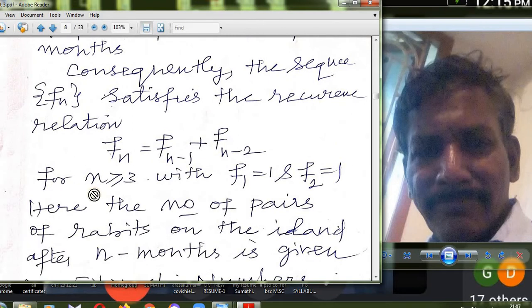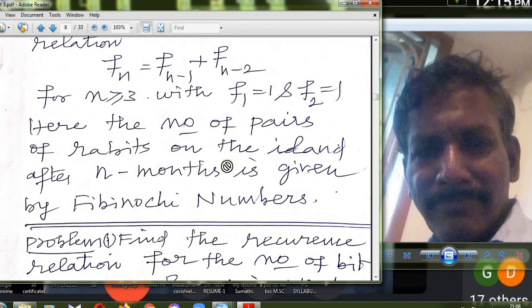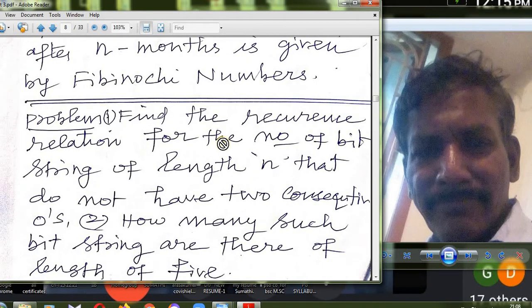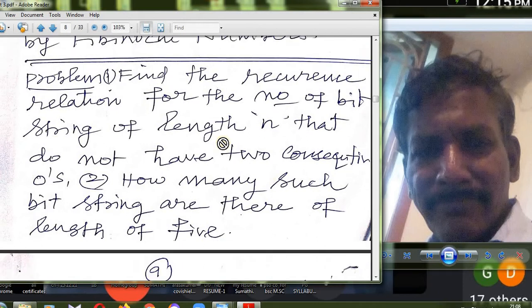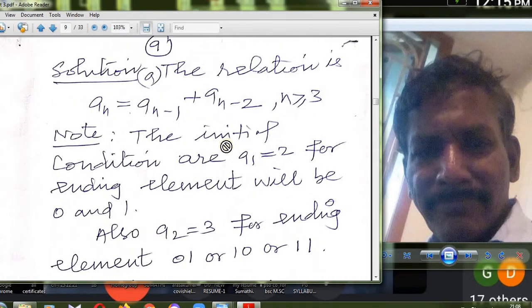for n greater than or equal to 3, with f1 equal to 1 and f2 equal to 1. So for other values, 3, 4, 5, 6, that will satisfy this. And these are what we call Fibonacci numbers. Sometimes you'll have a problem like that. In that particular case, we must use the Fibonacci numbers.